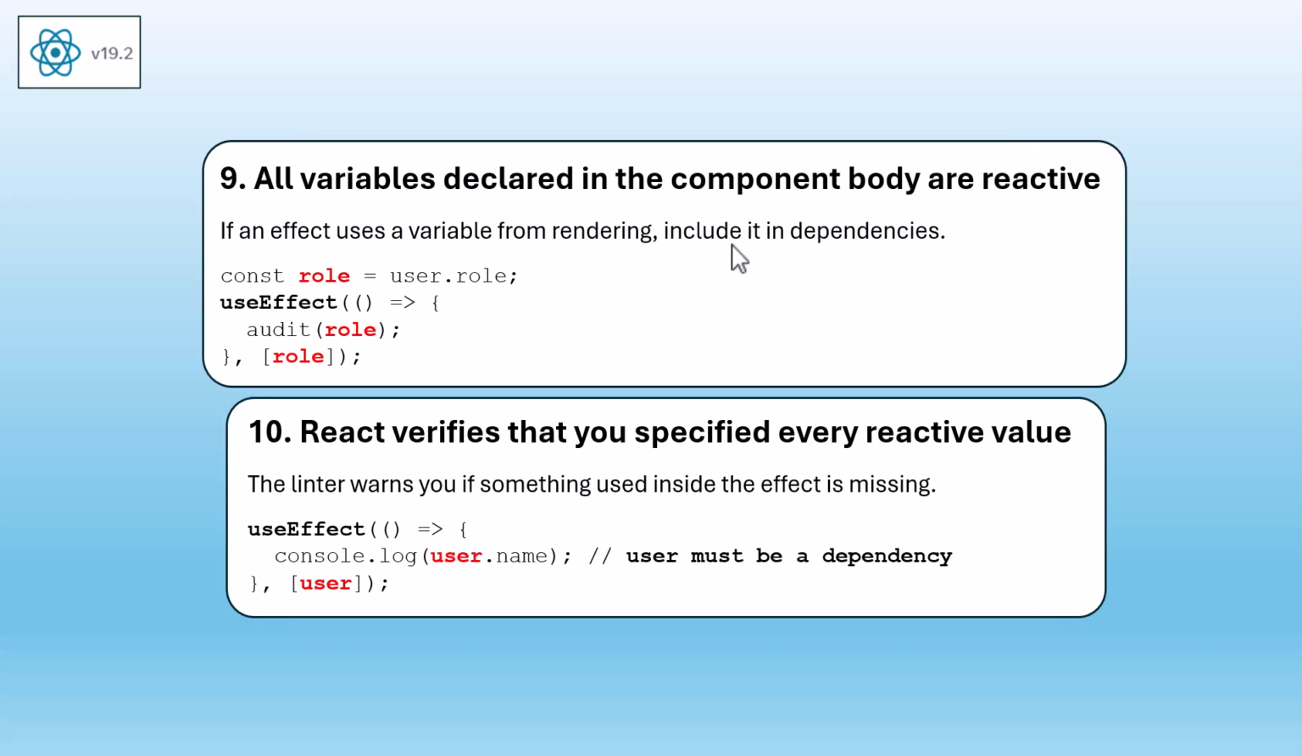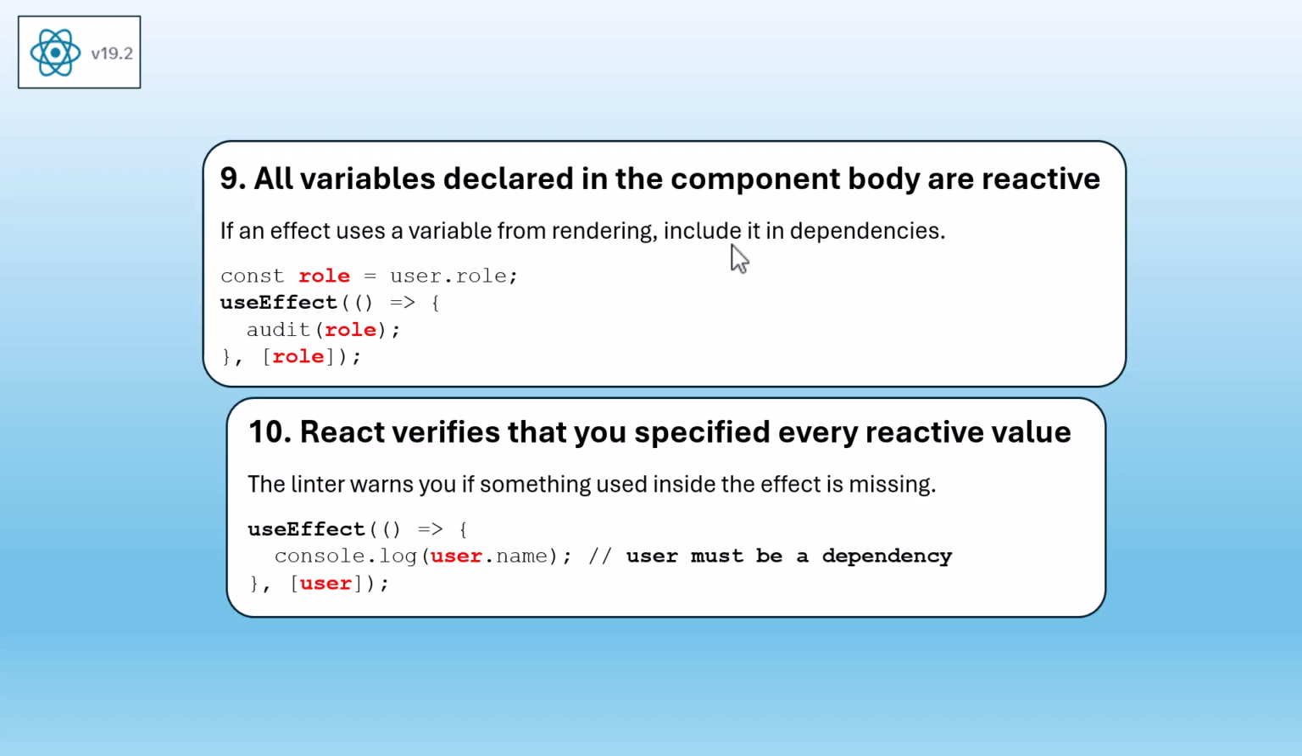9. All variables declared in the component body are reactive. Values declared inside the component body, whether state, props, derived variables, context values, all of them may change on a re-render. Because of this, if your effect reads any of them, you must treat them as reactive and include them properly. Ignoring this leads to subtle bugs. Your effect may continue to reference old values and remain out of sync.